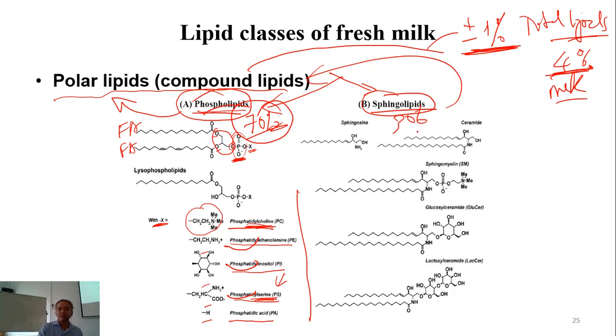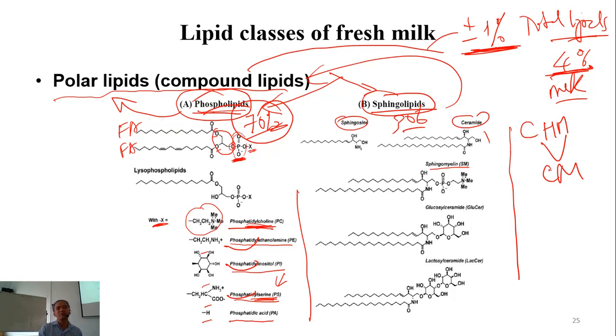Sphingolipids, again, are 30% of total polar lipids. Sphingosine and ceramide. Ceramide is like this, sphingosine. This is sphingomyelin. This is also a very well-known component in polar lipids. Well-known doesn't mean that it occurs at high concentration, but it is important for health. Actually, all these components occur at higher concentration in human milk than in cow milk. Human milk has more MFGM components compared to cow milk.